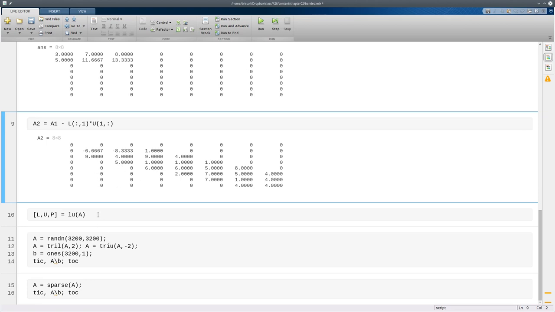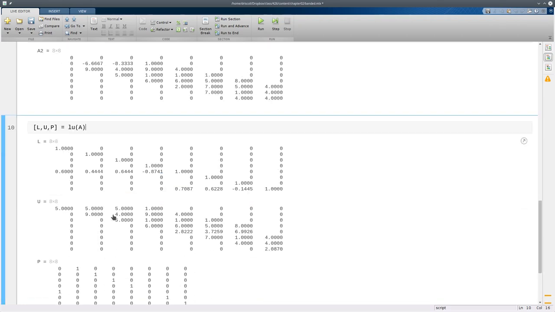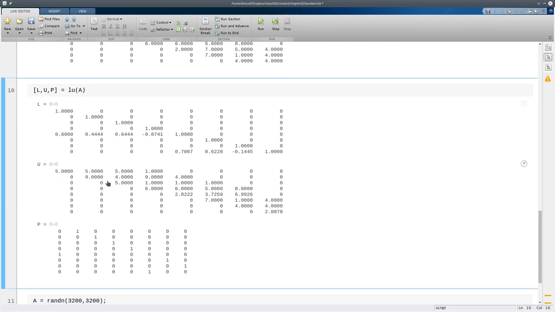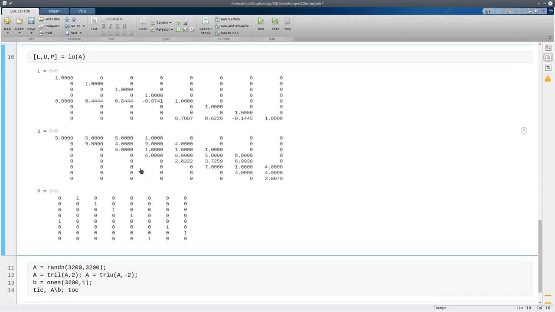The downside of doing this, of course, is that we can't do row pivoting, and that means it might be unstable. If we do row pivoting, by letting MATLAB do the factorization, you'll see U has a higher bandwidth than before, and L isn't necessarily banded at all. It's got a lot of zeros, but it's not banded. So we lose a lot of the structure when we do row pivoting.